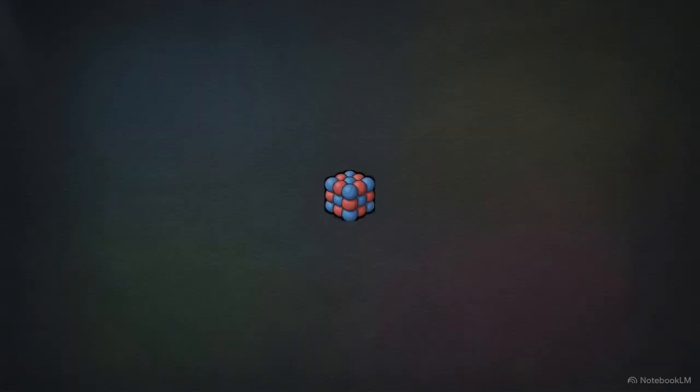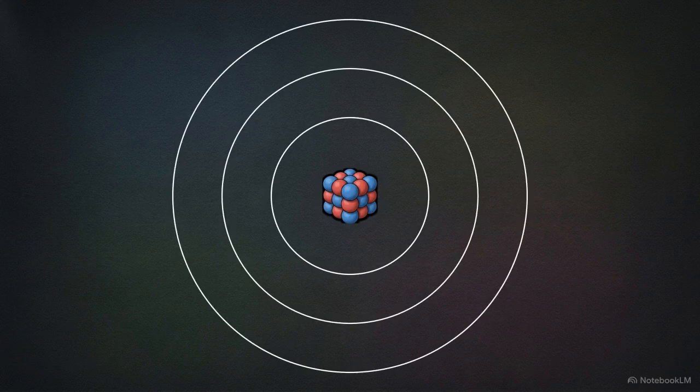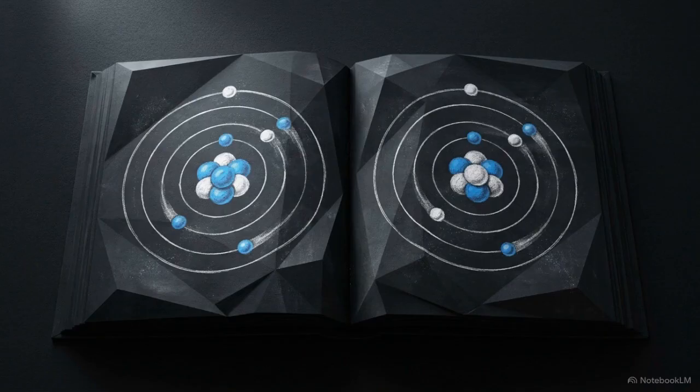For a long time, our best map of this microscopic world came from the Danish physicist Niels Bohr. Looking at this diagram of his model, the atom is elegant and easy to visualize. A dense central nucleus sits in the middle, while negatively charged electrons circle around it in fixed, perfectly circular orbits, much like planets orbiting a star. It was a concept that helped us grasp the basics of atomic structure.